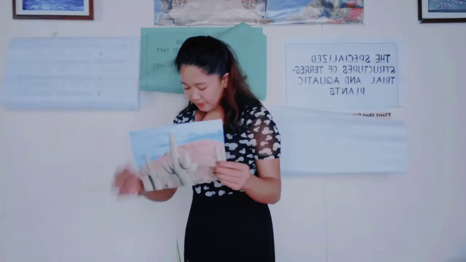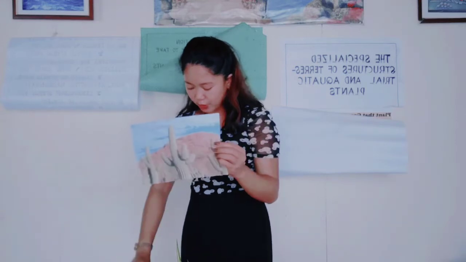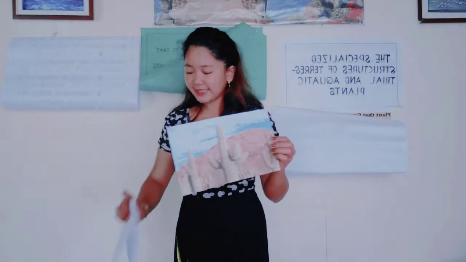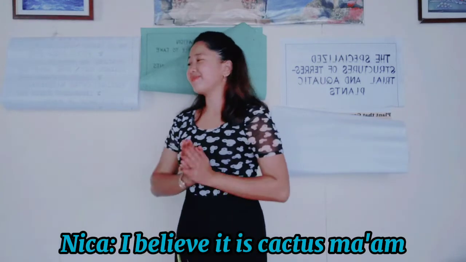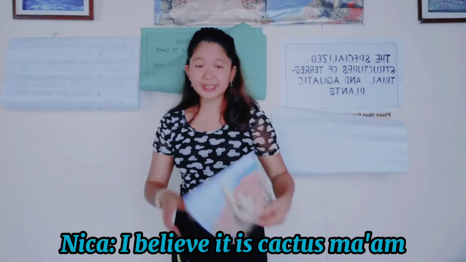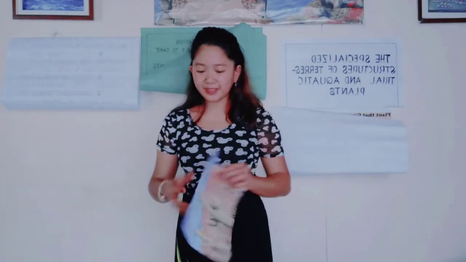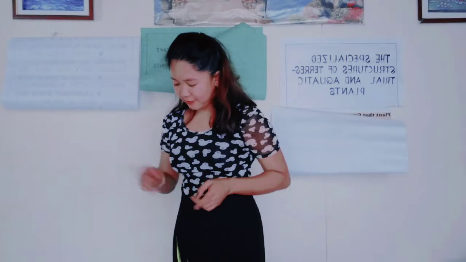Number 3. It can live in a desert and has fleshy stems to conserve water for a long time. What is it? Okay. Nika? Okay. Nice. It is a desert plant. What is it? Cactus. Very good. So, we have here another activity.